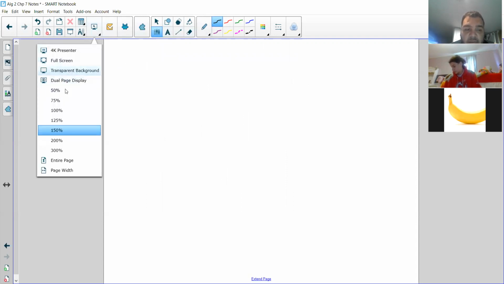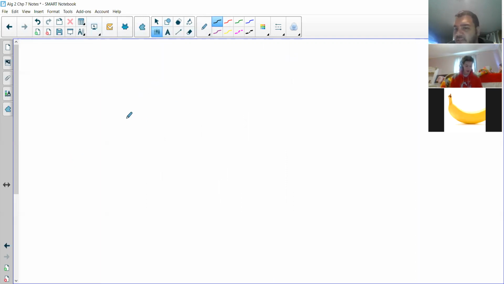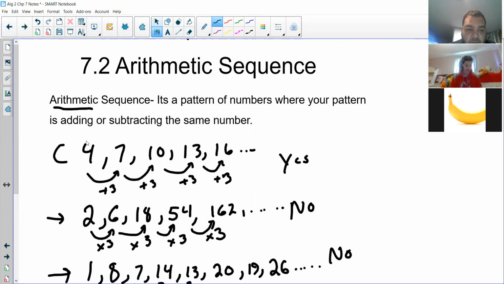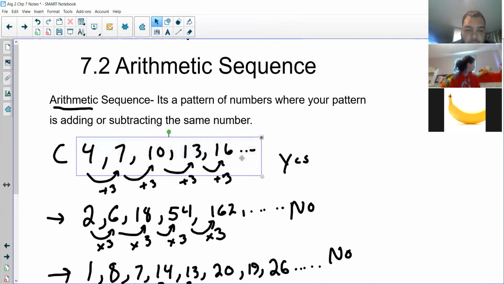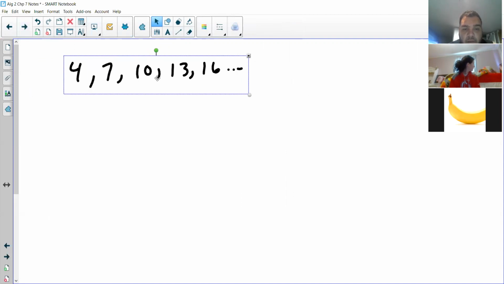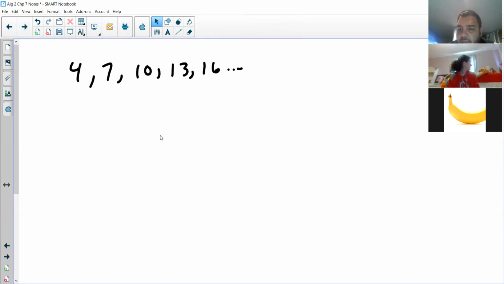Because arithmetic sequences are pretty consistent, it's the same thing over and over, I'm just going to copy this right here. Because arithmetic sequences are the same and there's always a pattern, we have a pattern in how to write the equation. Okay? So this is the formula, a very important formula for writing equations. This is the arithmetic formula.